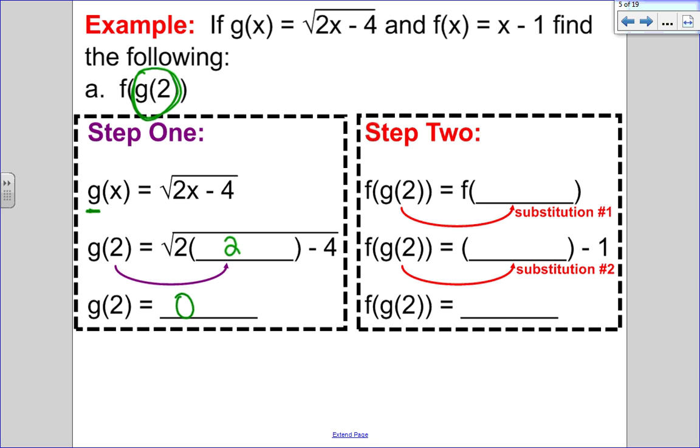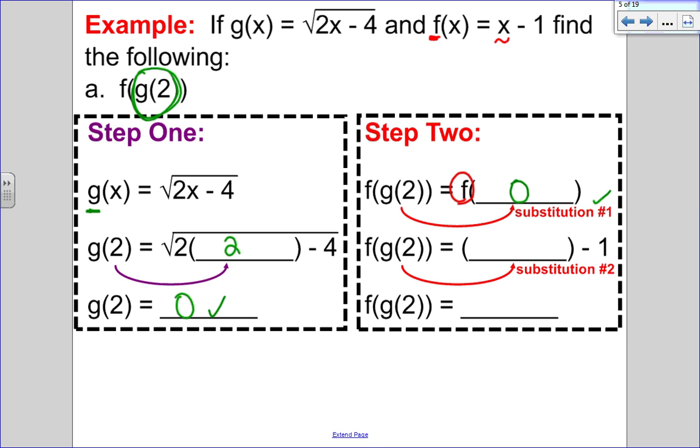So here comes my first substitution. F of g of 2, I replace g of 2 with 0 because I just found out that's what g of 2 is. So now instead of saying f of g of 2, I can say f of 0, and that's substitution number 1. So if I'm now talking about f of 0, f tells me I'm talking about a different function. So f is this function right here. And the rule for f is I take x and subtract 1.